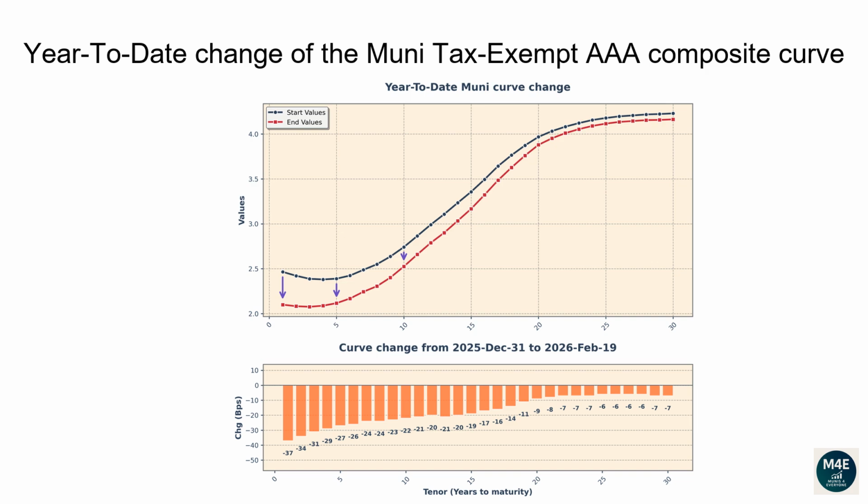The 1-year tenor changed -37 basis points. The 2-year tenor changed -34 basis points. The 5-year tenor changed -27 basis points. The 10-year tenor changed -22 basis points. The 20-year tenor changed -9 basis points. The 30-year tenor changed -7 basis points.